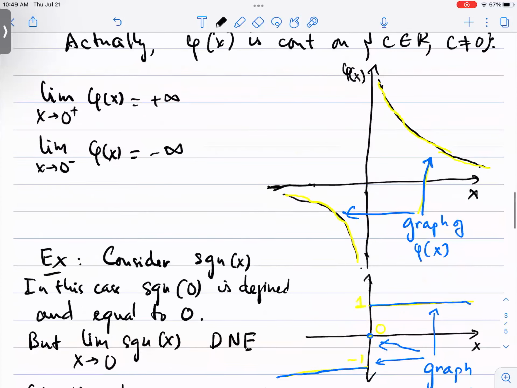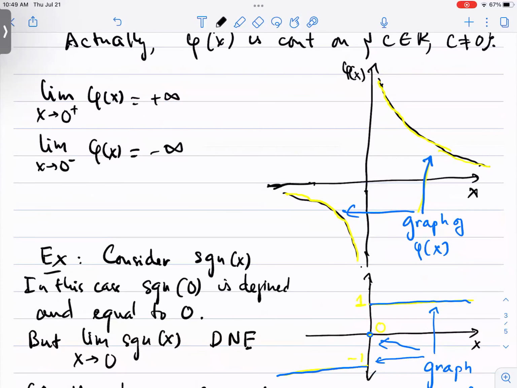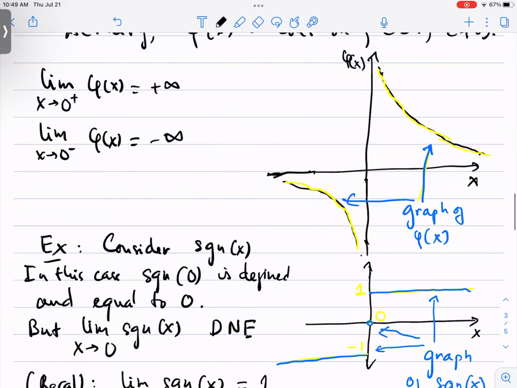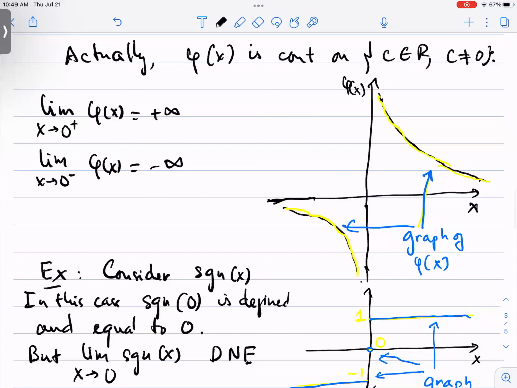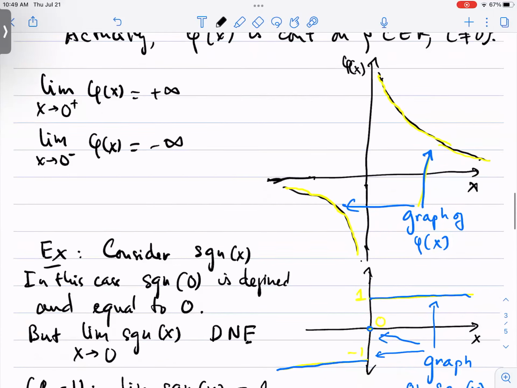And furthermore, we observe from chapter 4 that the limit when x approaching 0 from the right is equal to plus infinity, and the limit of the function phi when x approaching 0 from the left is equal to minus infinity. So the diagram here gives you a visualization of the graph of the function phi of x.